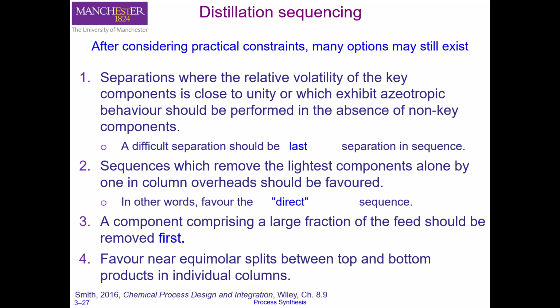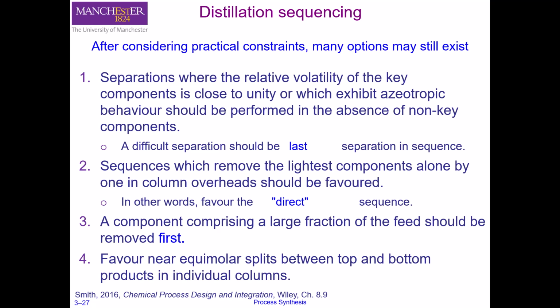Okay. The third heuristic is that if you have a component which comprises a large fraction of the feed, you should try to remove it first, or at least early in the sequence. And the logic here is that if you have a large flow rate and you can remove it from the system early on, then you will have a lower flow rate going through the sequence, thus reducing the size of the equipment and the duties of the reboiler and the condenser.